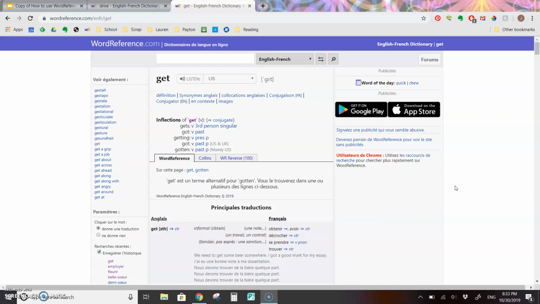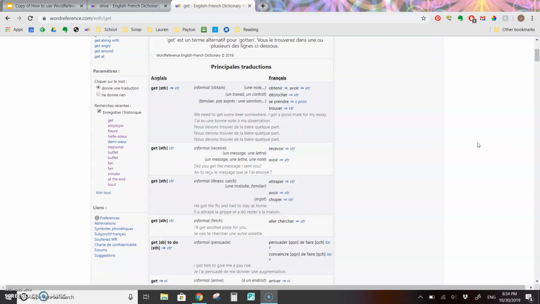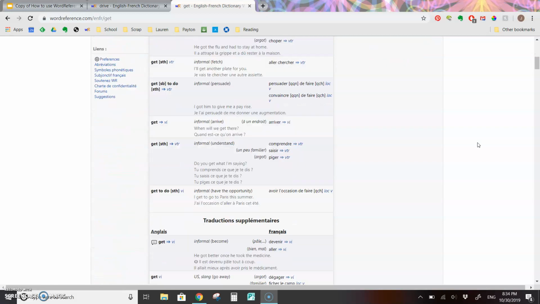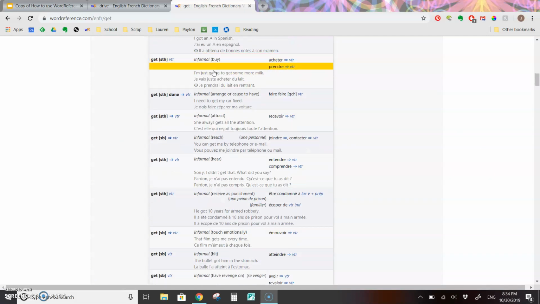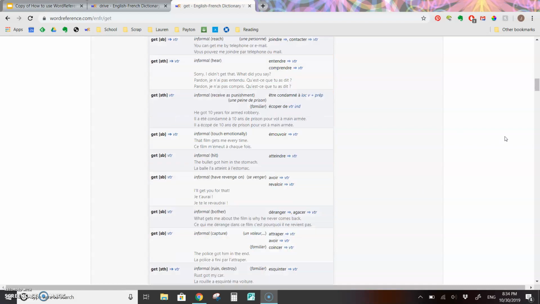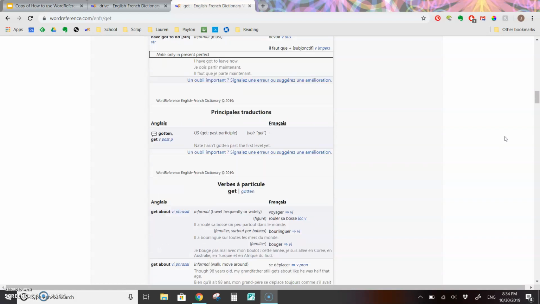Now, if you think about how you use the word get, I'm guessing that most of the time you probably don't want obtenir, because obtain isn't really what you want to say there. Here's the real problem with looking up the word get. This is what we see when we first open up the screen. However, if I keep scrolling, and I keep scrolling, and I keep scrolling, we're going to see that get is used in a million different ways.